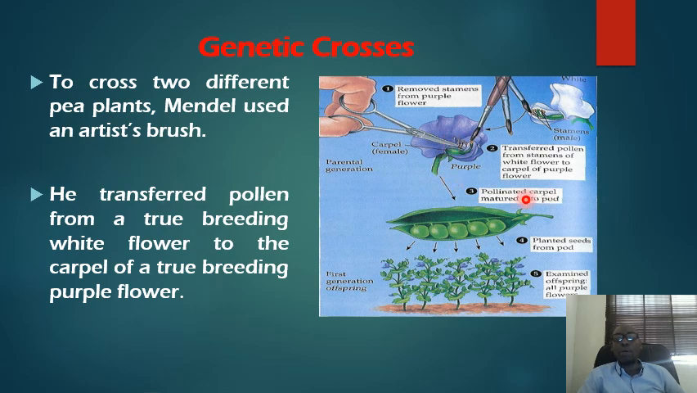The pollinated carpel, when matured, produces a pod and gives rise to seeds. These seeds are harvested and grown out in the field to give the first filial generation. Because purple is dominant to white, during the first filial generation of the offspring, all the plants appear with purple flowers.